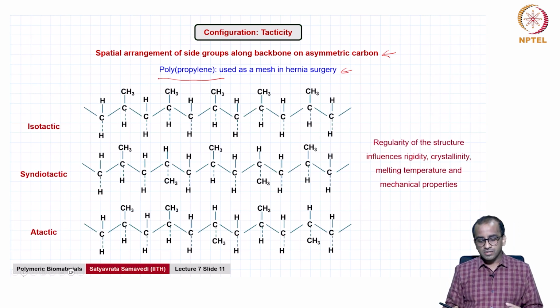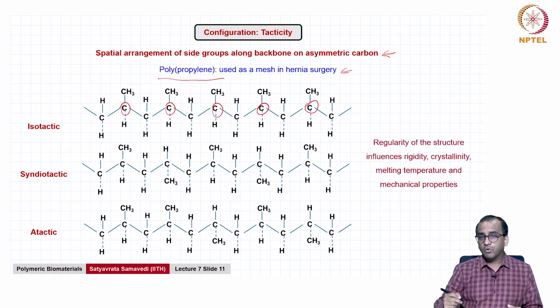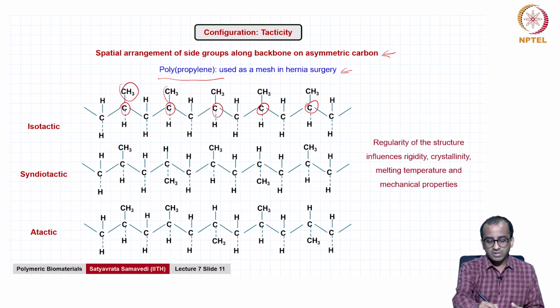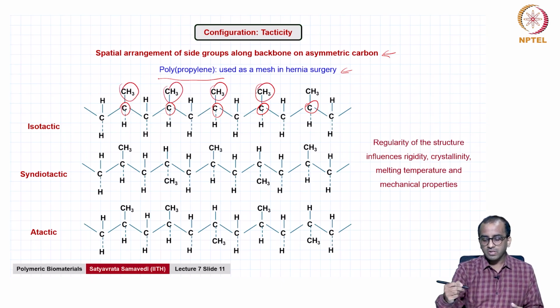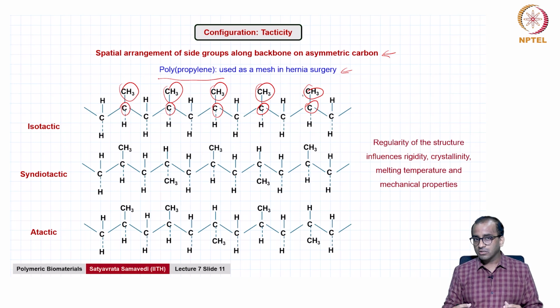So, what you see here is the asymmetric carbon in polypropylene, and what you notice is that the side group, that is the methyl group, on the asymmetric carbon is placed all on the same side. And remember that this is configuration, so it cannot be changed post hoc. It is fixed in situ during synthesis.